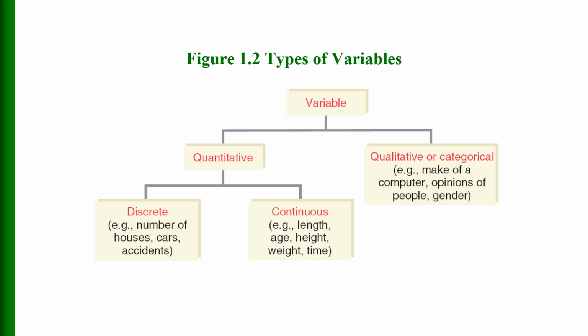Here are the types of variables. With the help of this figure, you can see here is the variable, here is the quantitative variable, and then within quantitative variable we see discrete, for example, number of houses, cars, accidents, number of deaths; continuous: length, age, height, weight, and time. These are continuous variables. And here you see qualitative or categorical variables, for example, make of a computer, opinions of people, gender, and so on.